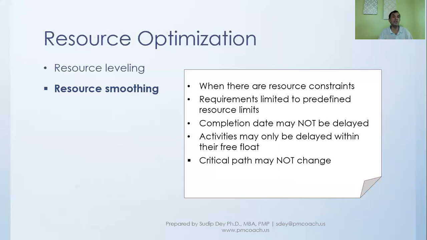Just make sure you don't get confused in the PMP exam. Resource leveling and resource smoothing both are resource optimization processes, whereas in resource leveling, you can change the dates, critical path may change, whereas in resource smoothing, you cannot change the dates, project cannot get delayed, and critical path will not change.